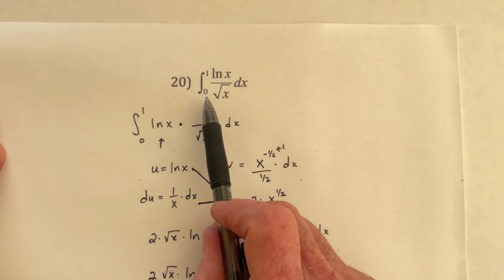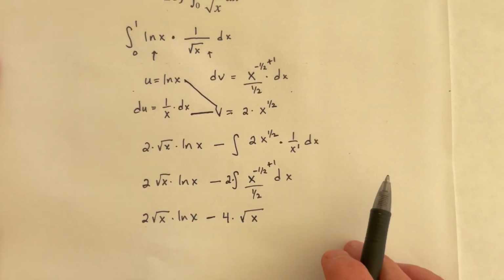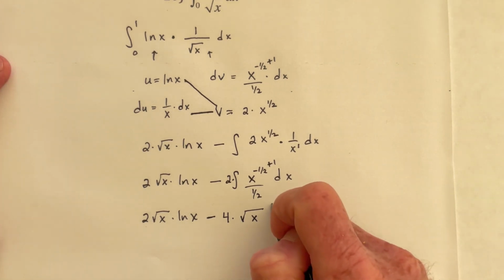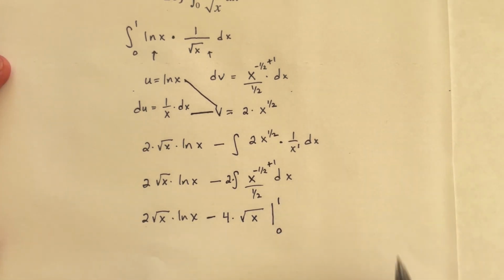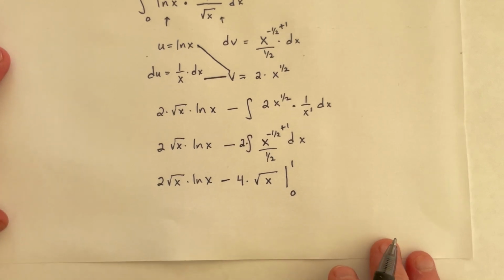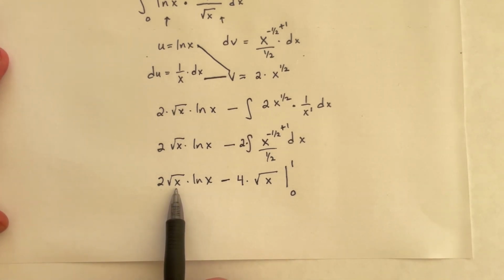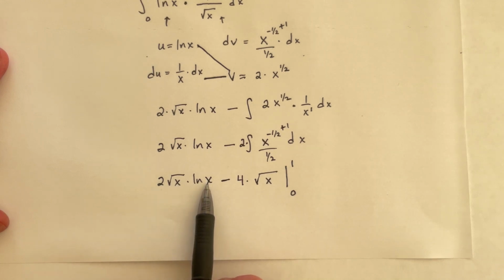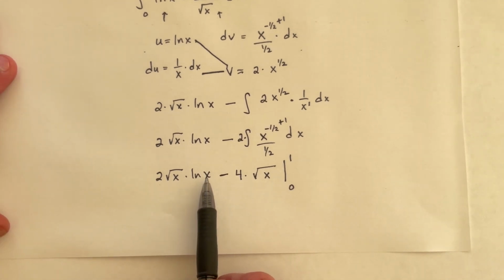Then don't forget, it's from 0 to 1. So evaluate from 0 to 1. So when you substitute a 1, this is going to be the square root of 1, which is 1. So 2 times 1, and then natural log of 0, excuse me, we're plugging in the 1. I was saying the answer instead of the question. Natural log of 1 equals 0.